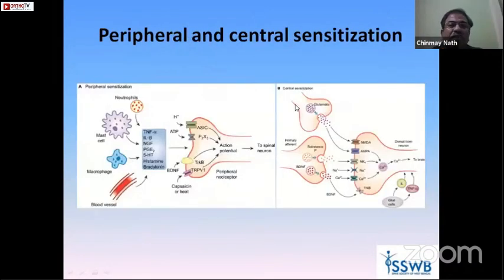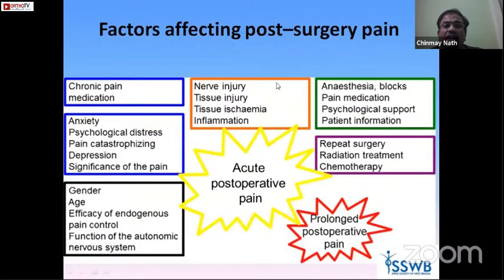Now, sorry. This is the peripheral and central sensitization. Now, factors affecting post-surgery pain are different: nerve injury, tissue ischemia, inflammation, and there is prolonged post-operative pain, which is inhibited by anesthesia, pain medication, psychological support, and pain information.